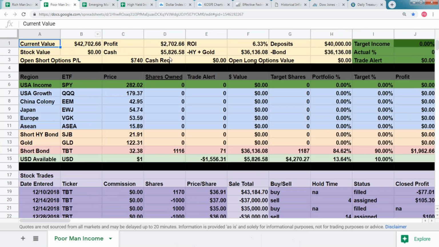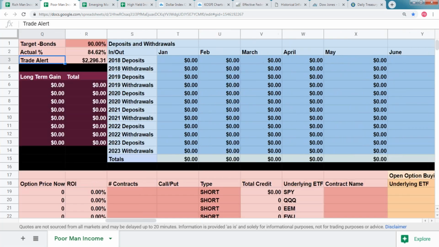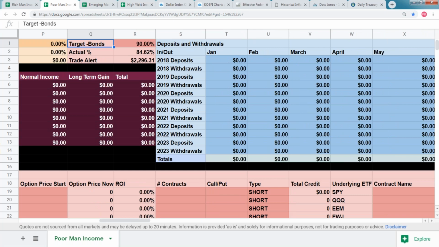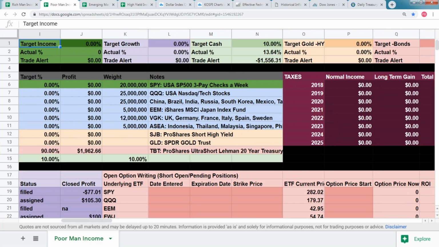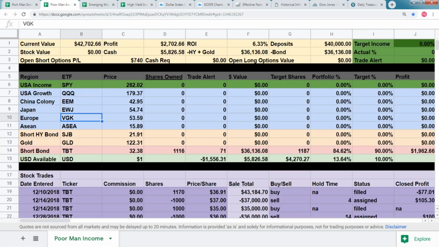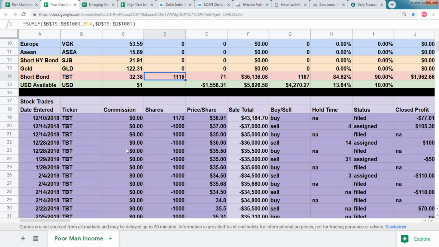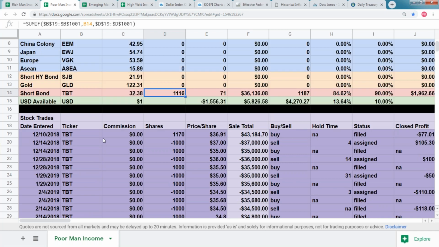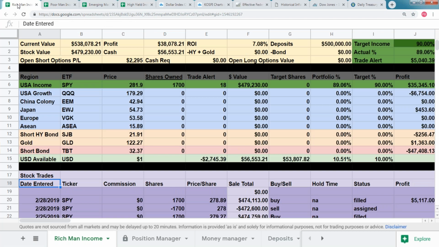Now, the poor man strategy, we've demonstrated with an initial deposit of $40,000. And the setting has 90% into the inverse bonds, 10% cash, and the rest are zeroed out. And you can see it issues a trade alert to own a certain amount of the TBT ETF. And the same philosophy and strategy here, except you only trade once a week. Now, does anybody have any questions so far before I jump into some of our more advanced portfolios?